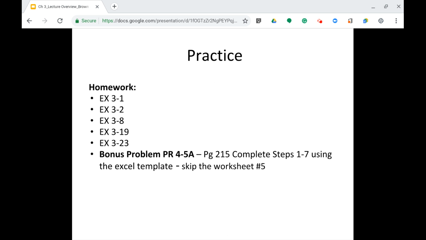Now, I have a bonus problem for you. It is PR 4-5A. It is in your textbook. It is on page 215. I would like for you to complete steps 1 through 7 using the Excel template. Again, the Excel templates can be downloaded from Cengage, Study Tools, or Student Resources. It can also be downloaded from eCampus chapter folders.